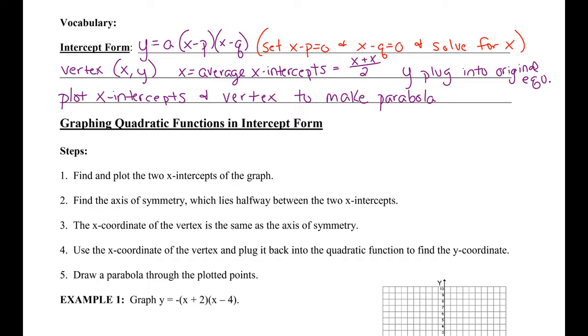Once you get the x value, you'll take it and plug it into the original equation for x in order to solve for y. In order to graph, you do not need a table. You're going to plot the x-intercepts and the vertex and use the 3 points to make a parabola. Let's follow along with the steps as we go through the next example 1.